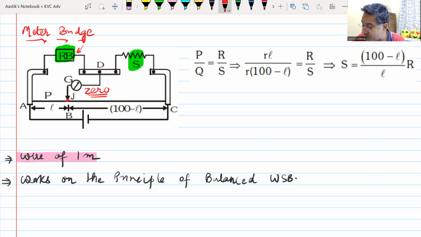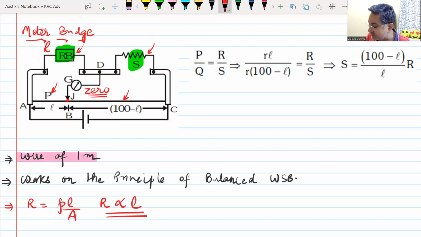So let us call the resistance of this resistor R. R divided by the resistance of this part of the wire, P, will be equal to S divided by the resistance of the other part. And you know that the resistance of a wire is equal to rho L by A. If the temperature is the same, the resistance of the wire is directly proportional to the length L of the wire. Yes or no? Yes, sir. So if I call this Q, P by Q will be equal to R by S. From there you can calculate the value of S if the known resistance R is known to you. Do we understand this? I'll give you 2 minutes to note this down.